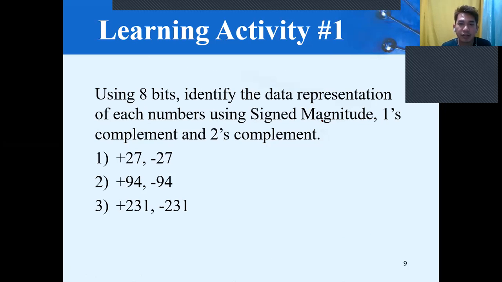Okay, so for your learning activity number 1, using 8 bits, identify the data representation of each number using signed magnitude, 1's complement, and 2's complement. So for each of these values, you have to identify signed magnitude, 1's complement and 2's complement.